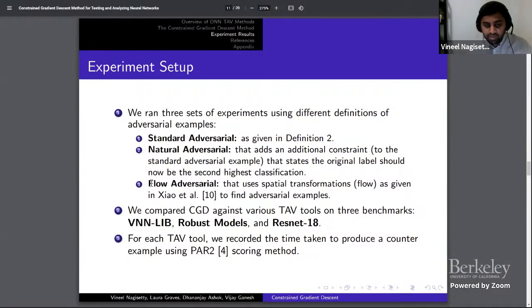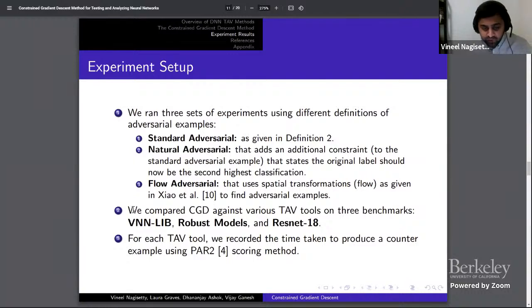And then the third example is flow adversarial example. And this uses work from Shao et al., where they're using spatial transformations instead of perturbing the pixels directly. They're moving the pixels around. So they introduce this flow loss, which is what we've incorporated, just to showcase that many different types of adversarial attacks can be implemented using this idea, one general framework.